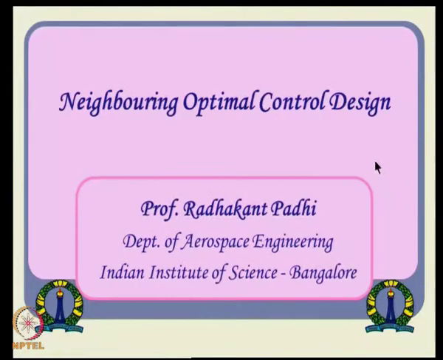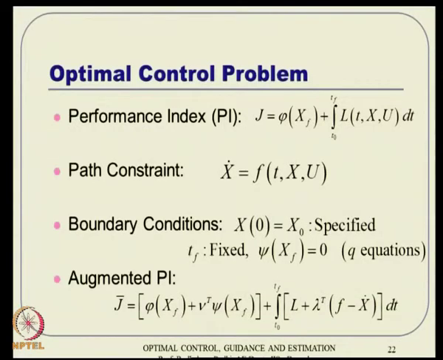Alright, so let us move on to the next topic of this lecture. The next topic is neighboring optimal control. It is related to LQR, but we are hunting for a neighboring optimal solution in the true sense. We are not interested in deviation killing per se, but we are talking about finding a neighboring optimal solution.